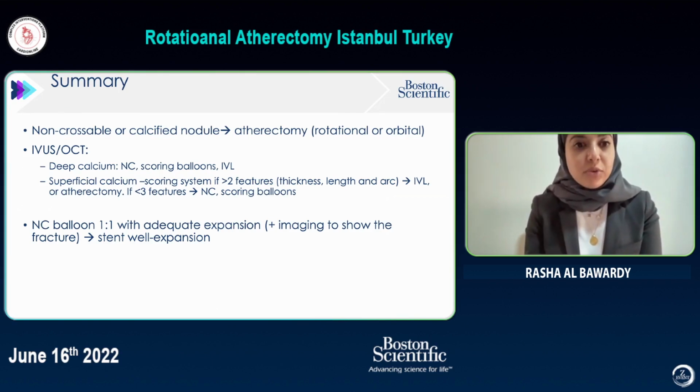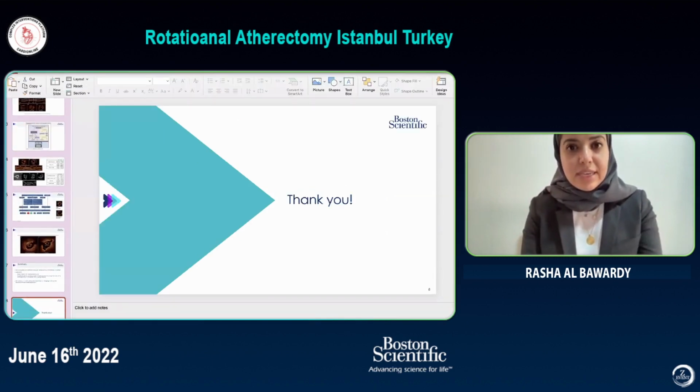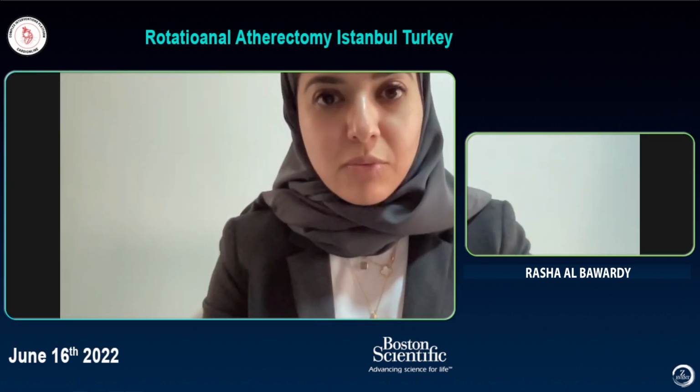And then after you've already modified your lesion, it's a good idea to make it a habit to do IVUS and OCT to make sure you have a fracture, and use an NC balloon with 1:1 size to make sure you have good expansion.